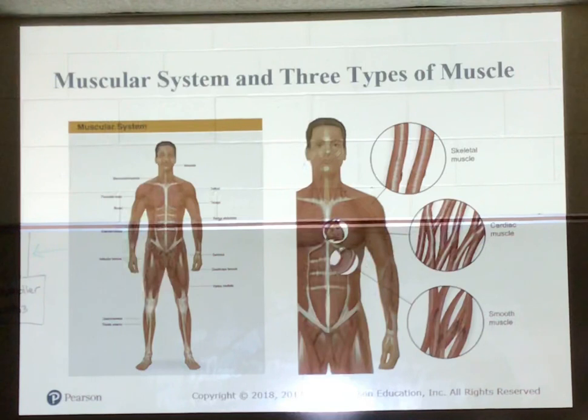Found only in the walls of the heart, cardiac muscle is a special kind of involuntary muscle, particularly suited for the work of the heart. It has the property of automaticity. What does that mean? Automaticity. Does it on its own, okay, automatically. That is, it can generate an impulse on its own, even when disconnected from the central nervous system.